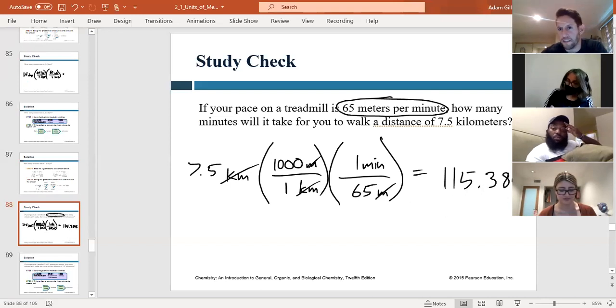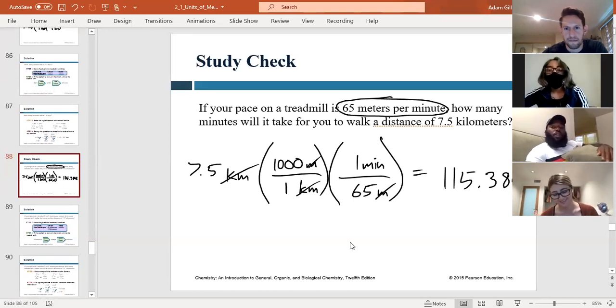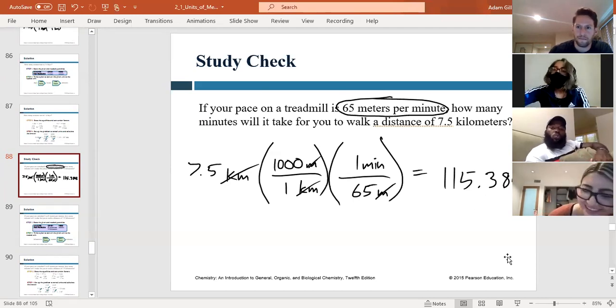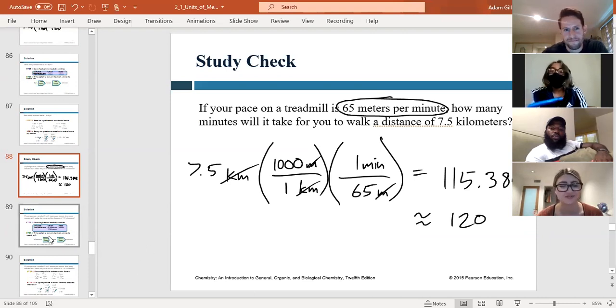So that's your calculator answer, but we want to round it, right? To how many sig figs? 2. So how do we round this to 2 sig figs? Scientific notation. Or we could just say 120, because of the 0.